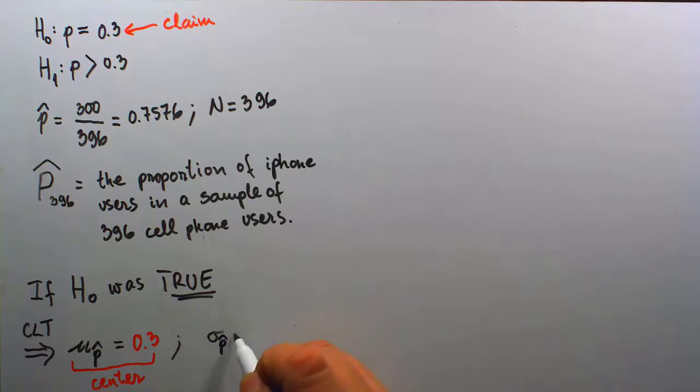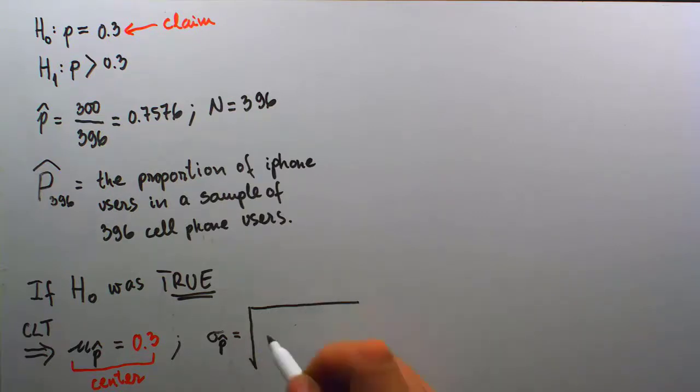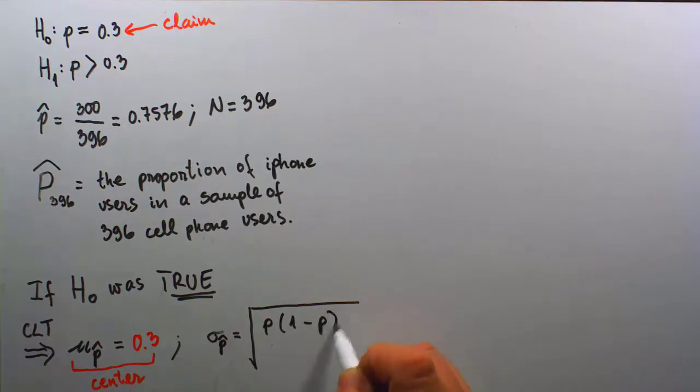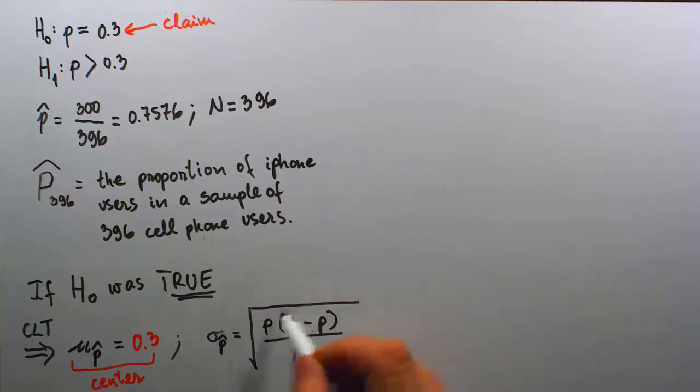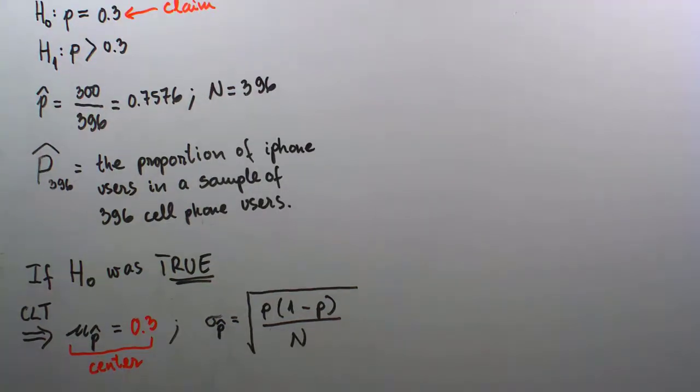And so central limit theorem, again, we've learned that sigma p hat can be calculated by p times 1 minus p divided by the sample size, and put all that expression inside the square root. And so in that way, look at the consequence here.